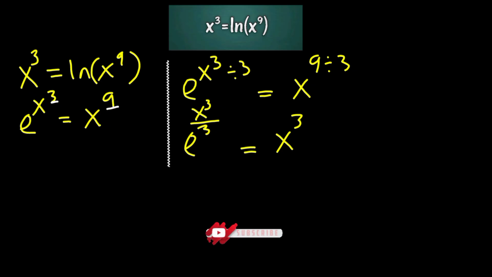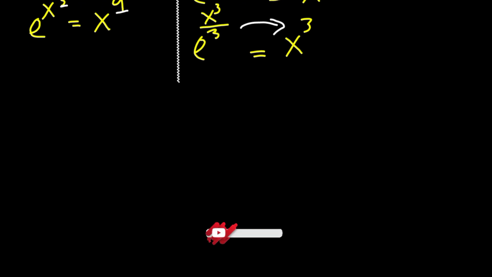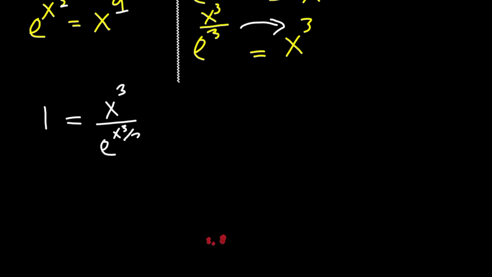From here now, what are we going to do? We're going to try to bring these two terms together. And how do we achieve that? We divide both sides by e to the power of x cubed all over 3. And then when we divide both sides by this, we are going to achieve the equation to be of this form. We'll have 1 at the right hand side, and then we have x cubed divided by e to the power of x cubed all over 3. And then this, after being simplified, will give us 1 equals x cubed.